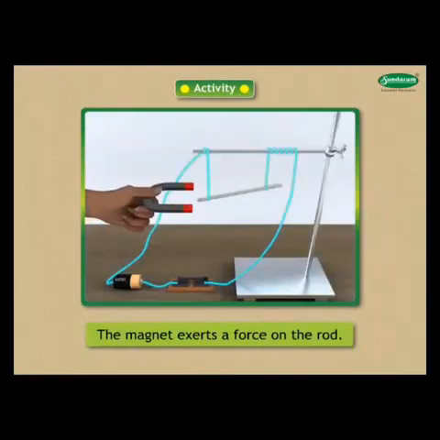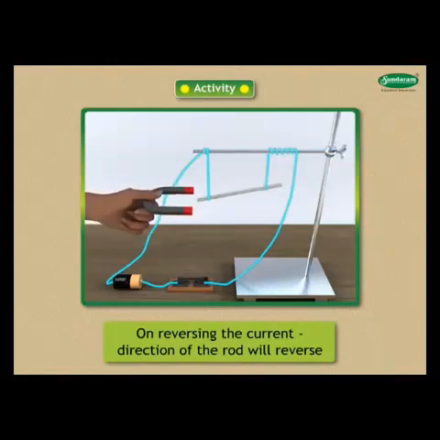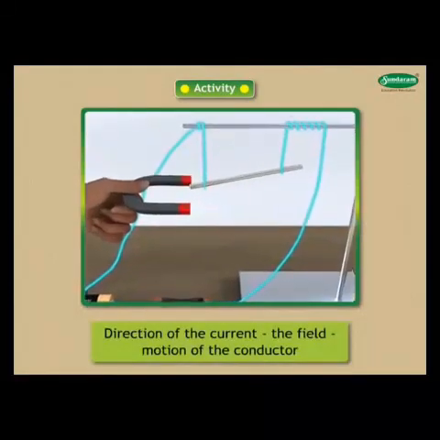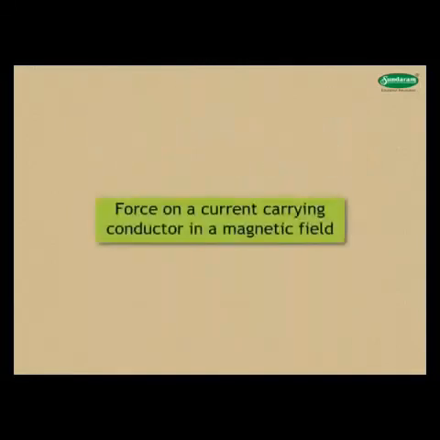The magnet exerts a force on the rod directed towards the right, with the result that the rod will get deflected to the right. On reversing the current or interchanging the poles of the magnet, the direction of the rod's displacement will reverse. This indicates that there is a relationship among the direction of the current, the field, and the motion of the conductor. Force on a current-carrying conductor in a magnetic field.